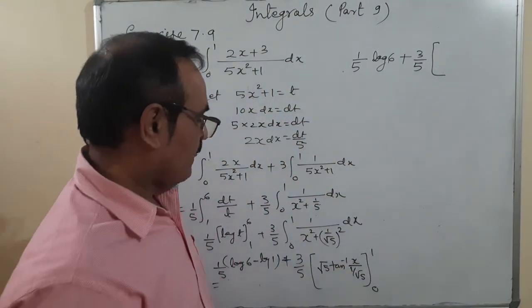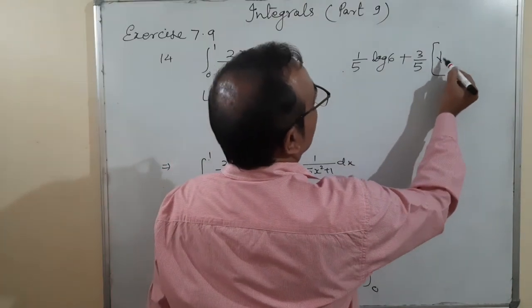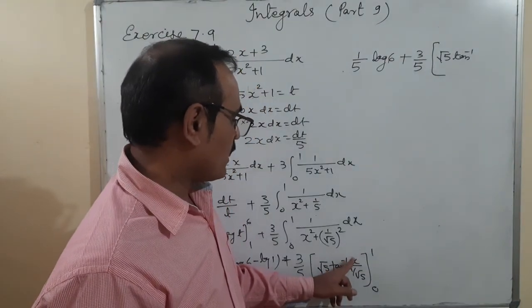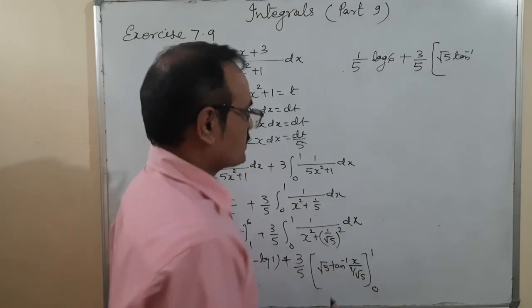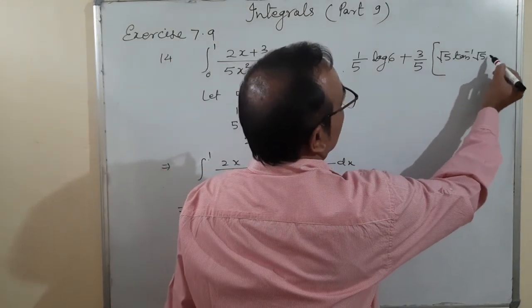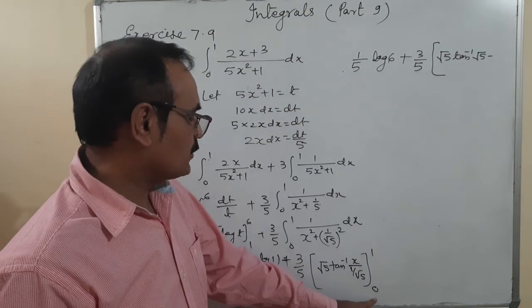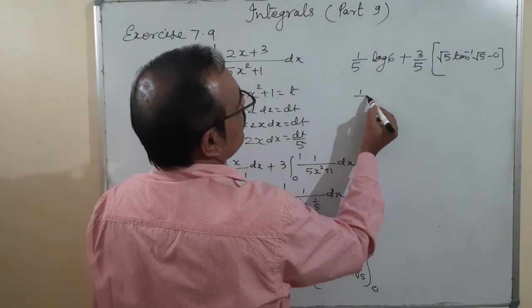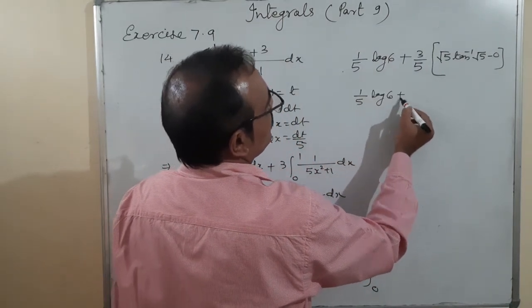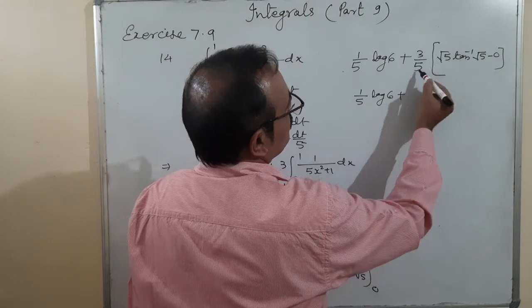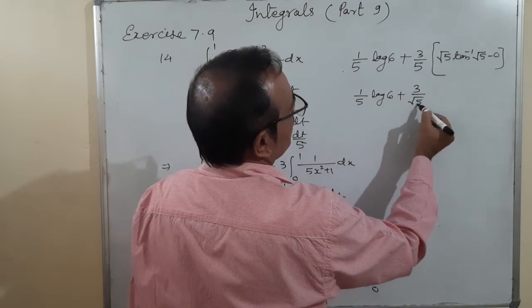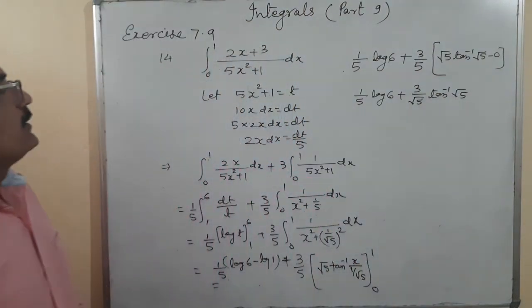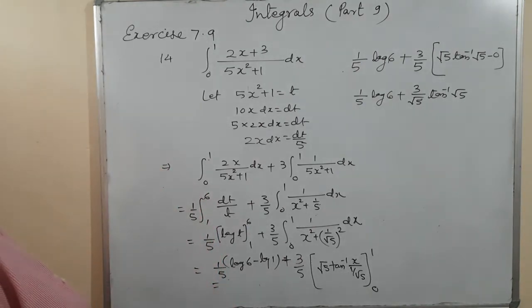Upper limit, that is 1, root 5 tan inverse 1 upon 1 upon root 5. Root 5 is coming here, tan inverse root 5 minus, when I put lower limit 0, so tan inverse 0, that is 0. So final answer: 1 upon 5 log 6 plus 3 upon 5, or this root 5 will be cancelled by root 5 times, 3 upon root 5 tan inverse root 5. Okay, so that is the solution of question number 14.